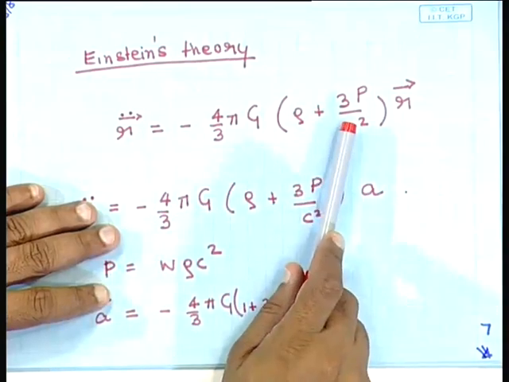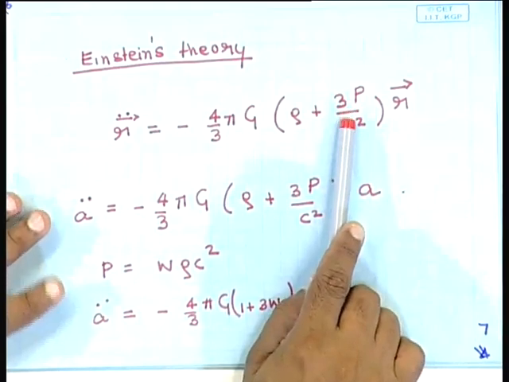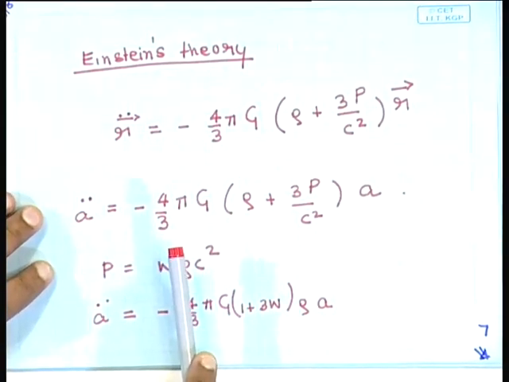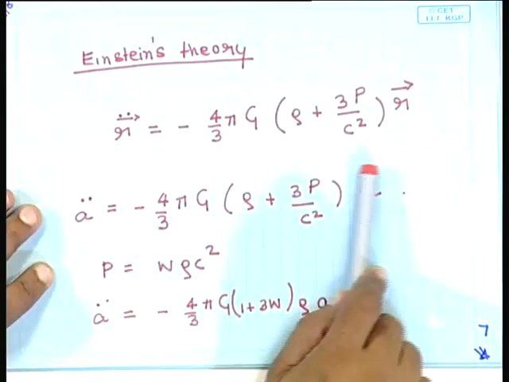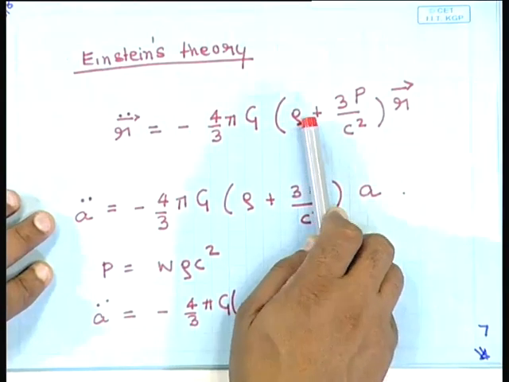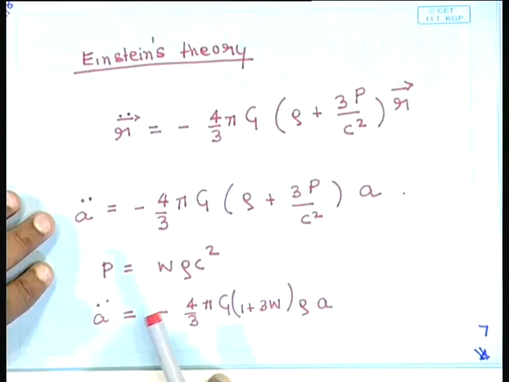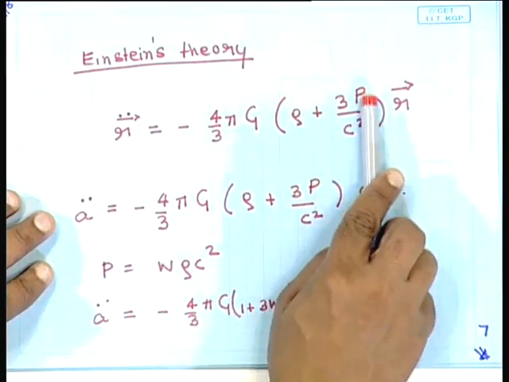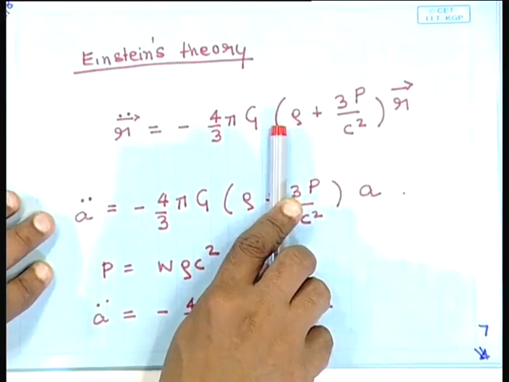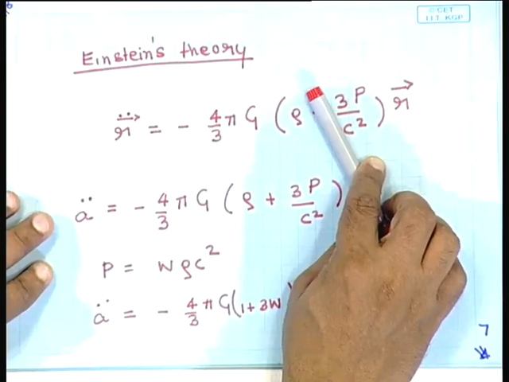Now, once you have significant pressure, the Newtonian theory no longer gives you the correct answer. You have to incorporate Einstein's general theory of relativity, and the same equation now reads this. So, instead of rho, we have to use rho plus 3p by c squared. So, this is the first change that arises when there is pressure. If there was no pressure, we would have this term, which is the familiar Newtonian situation.